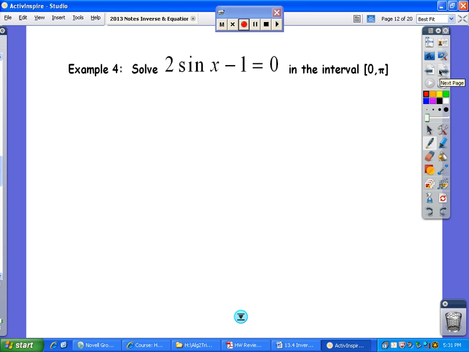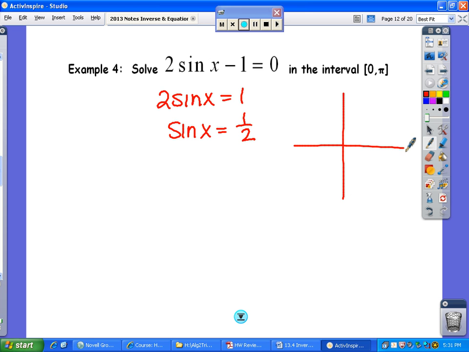All right, we've got to do some algebra first. Let's isolate the sine of x. So we got 2 sine of x equals 1. Divide by 2, so sine of x is equal to 1/2. All right, notice our restrictions. We only want x between 0 and pi. So in these two quadrants, where is sine positive? Well, sine's positive in both the first quadrant and the second quadrant. So we're going to have two answers here.